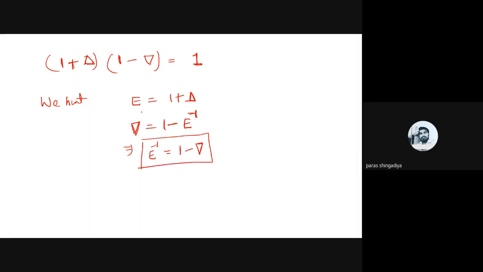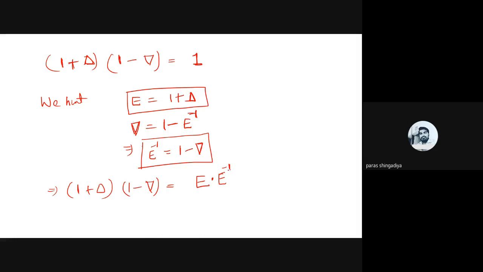E inverse is equal to 1 minus nabla, and E is equal to 1 plus delta. So use this in this form: 1 plus delta into 1 minus nabla. So it will become E into E inverse.